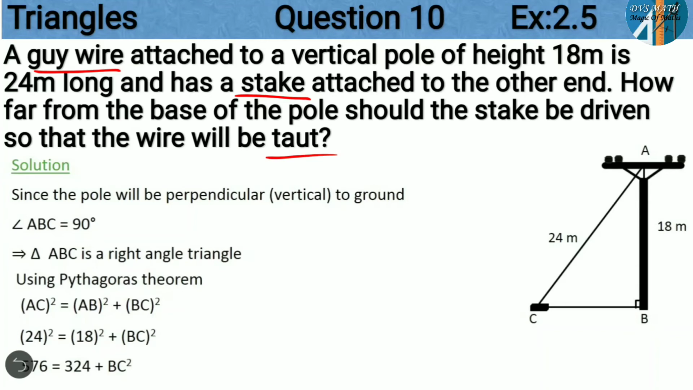Okay, and what is this stake? What does stake mean? You would have observed what we can call an iron rod or a wooden rod which is used to tie the rope as used in a tent.